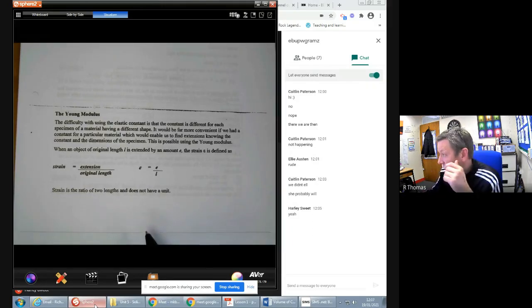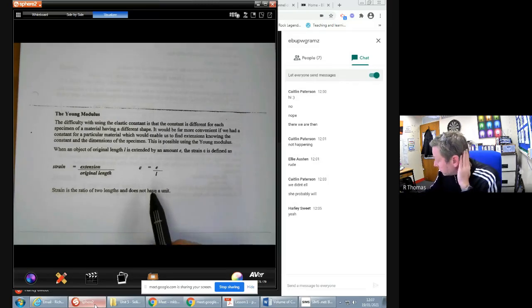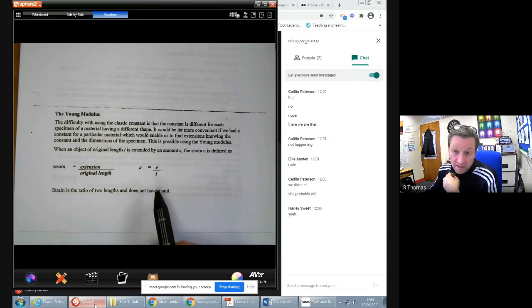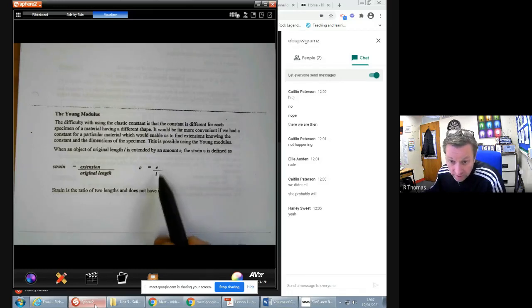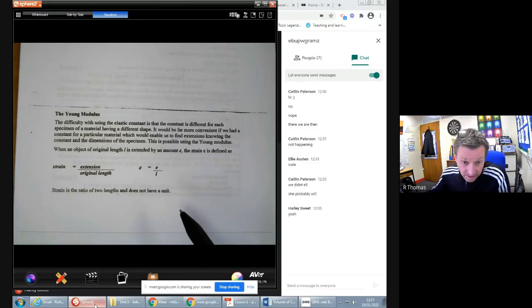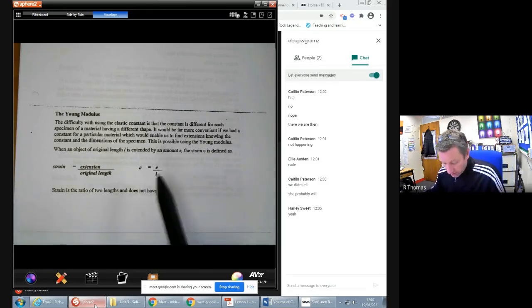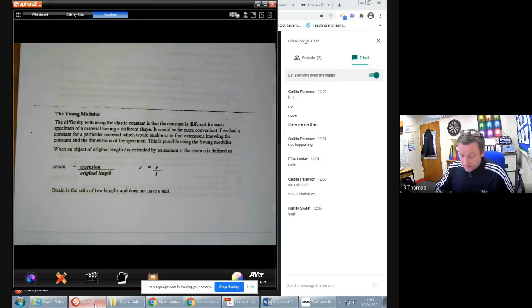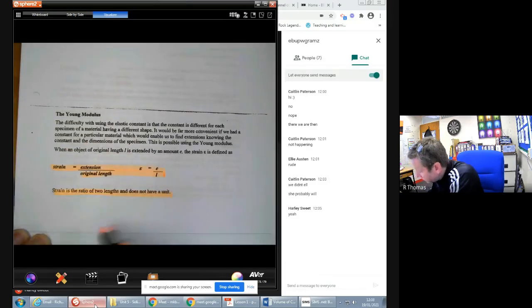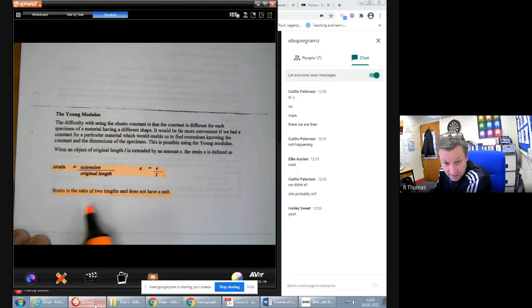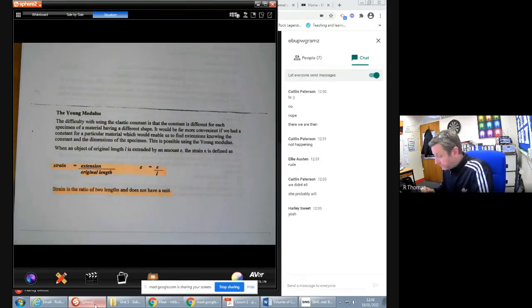If I had, for example, a piece of wire and its original length was 10 centimeters and it extended by 1 millimeter, the strain would be 1 divided by 100, 0.01. And there wouldn't be any units because the centimeters would cancel out. So that's how that works. I very much recommend you highlight that. In fact, I'll highlight it with you. You will need to have that committed to memory, and you will definitely have to repeat in an exam that there's no unit for strain.